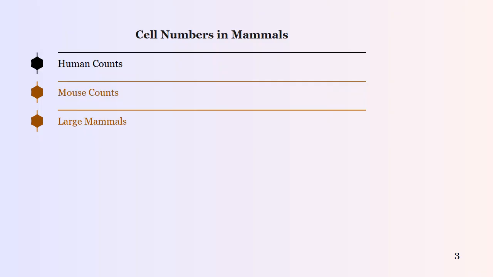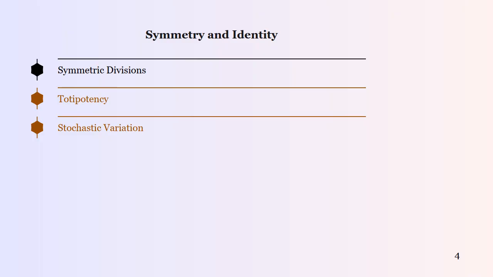3. Cell numbers in mammals. Human counts. By the blastocyst stage, a human embryo typically contains between 100 and 150 total cells. Mouse counts. The laboratory mouse reaches the blastocyst stage with approximately 64 to 100 cells. Large mammals. Bovine and porcine embryos often reach higher counts, ranging from 120 to over 200 cells at the time of cavitation.